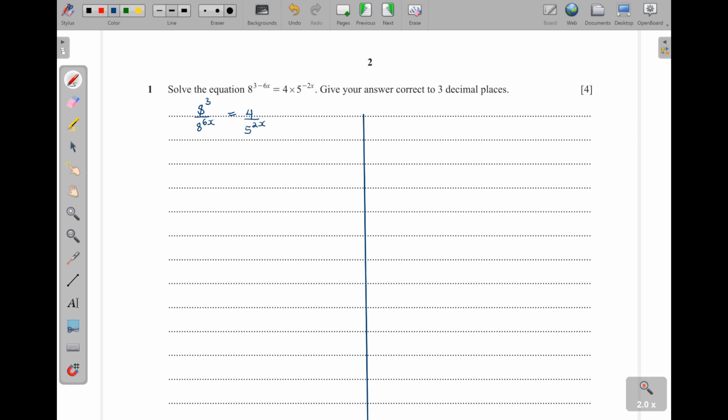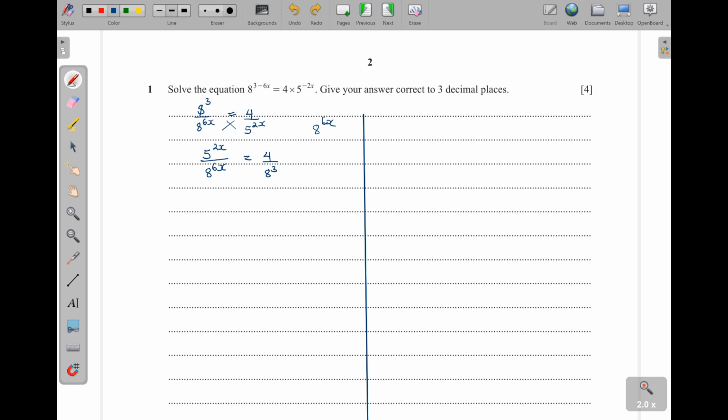Then I have to put those parts that have got x onto one side, okay, onto one side. So I can cross multiply, and I have 5 power 2 of x, then we divide by 8 power 6 of x. This one is the same as saying 4 over 8 cubed, okay, like that. Or I can write this 8 power 6x, then divide by 5 of 2x. I can bring this one here, then take the 4 here, okay. It's also the same.